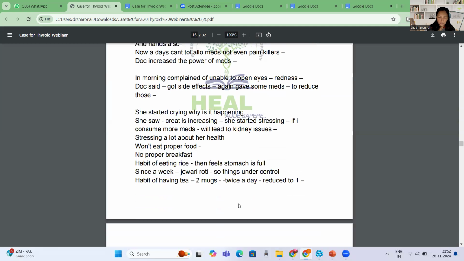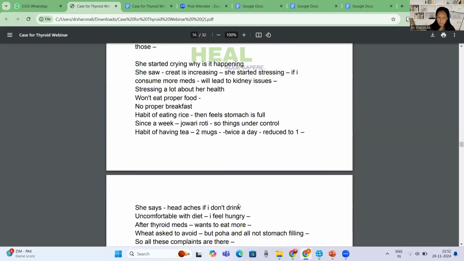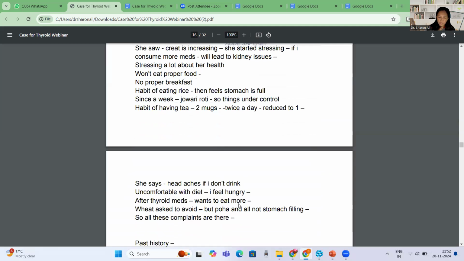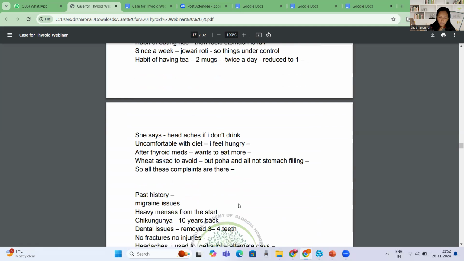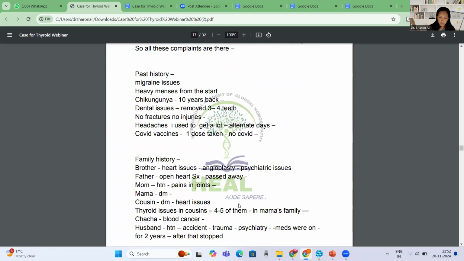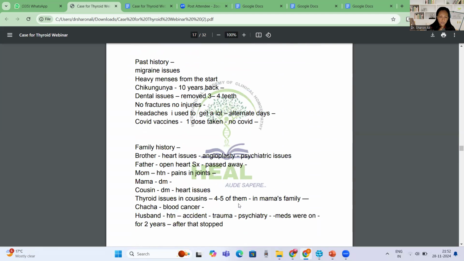Then this is her diet, which is reduced. She needs tea. After she started taking thyroid medication, she wants to eat more. And these are her issues. Her family history: her brother has heart issues and psychiatric issues. Her brother has had an open heart surgery and passed away. Mother has hypertension and joint complaints. Thyroid issues in cousins, 4 to 5 of them on the mother's side. Okay, there's blood cancer in the family.